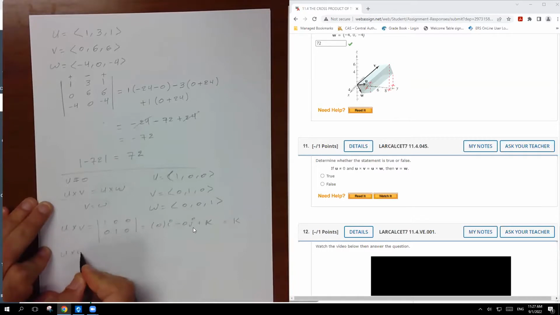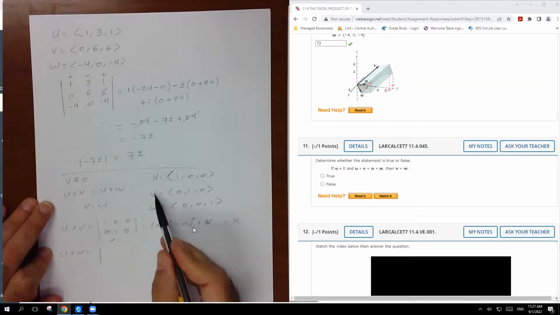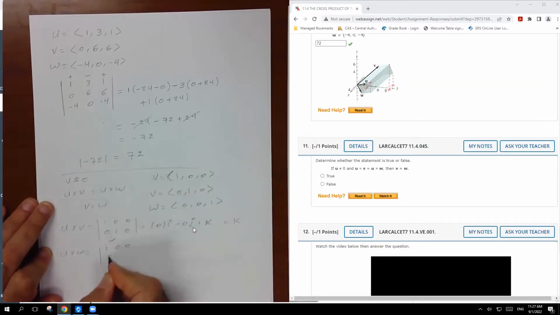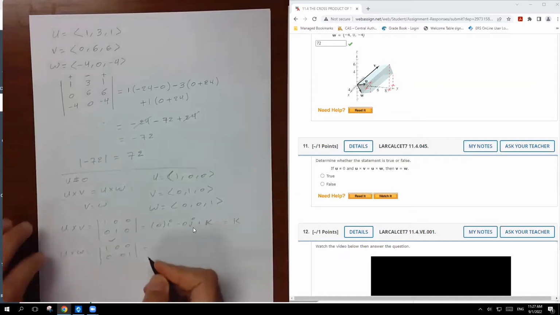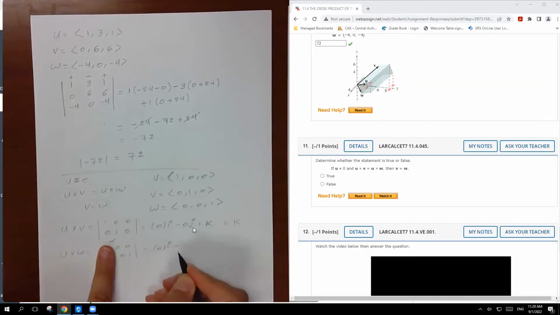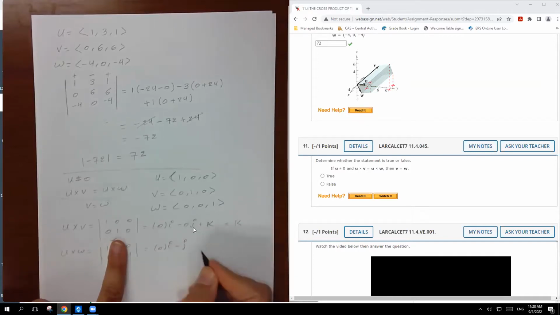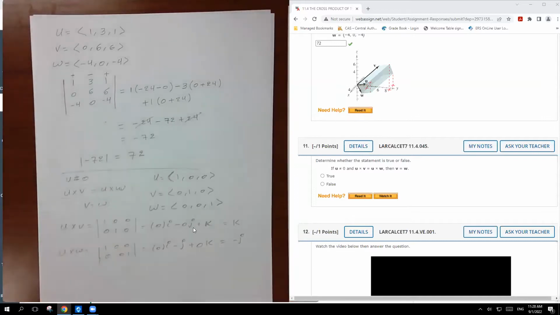Then U cross W is going to be what? This is U, 1 0 0, and W, 0 0 1. For the I, it's going to be 0. Minus. For the J, it is going to be 1 because 1 minus 0, so it's going to be 1J. And for the K, it's going to be 0, 0K. So the result is going to be negative J. So is this statement right? No. So the whole thing is going to be false. Okay.